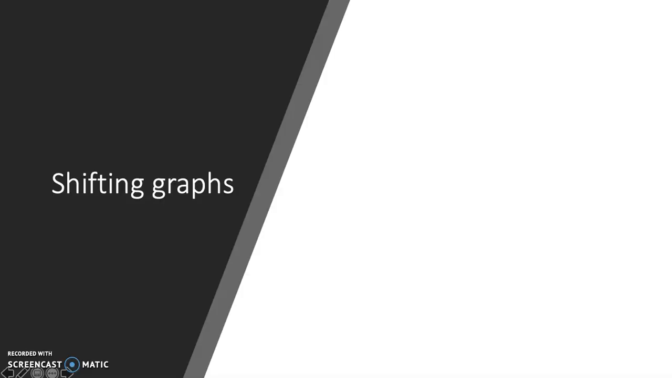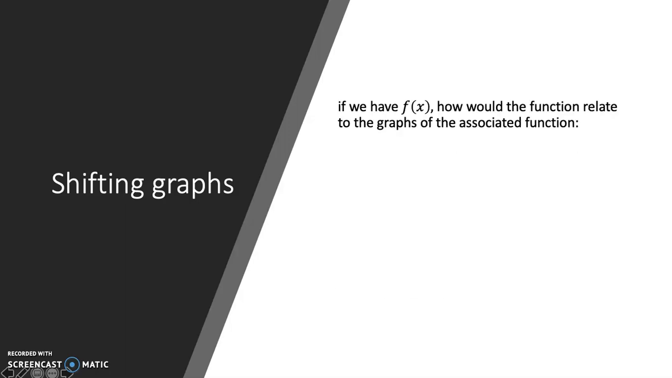In this section, we will see how a change in a parameter causes a shift in the graph of a function. If we have f(x), how would the graph relate to the graph of the associated function if f(x) is added by a constant c, if the variable x is added by a constant c, if the function f(x) is multiplied by a constant c, and if the variable is multiplied by -1?